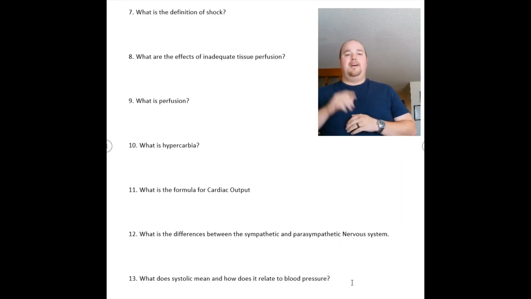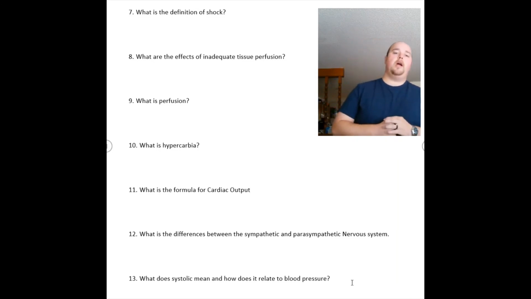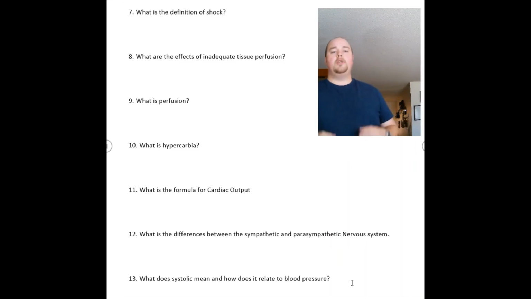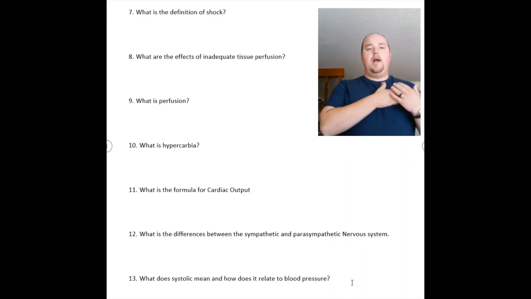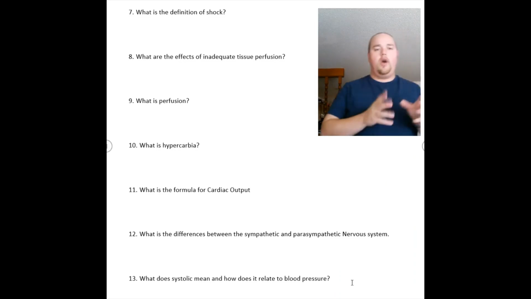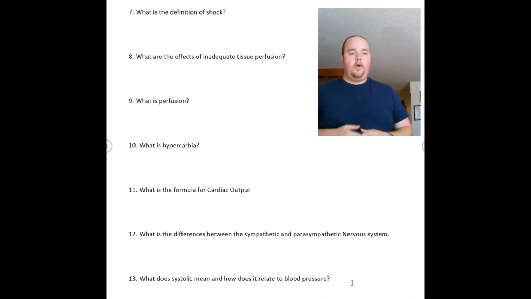Carbon, C is carbon, pertaining to increased carbon, so we're talking about increased carbon dioxide. Number 11 was the formula for cardiac output. Cardiac output equals your heart rate times the squish, the stroke volume. So heart rate times stroke volume equals cardiac output. Again, cardiac output equals heart rate times the squish, the stroke volume.